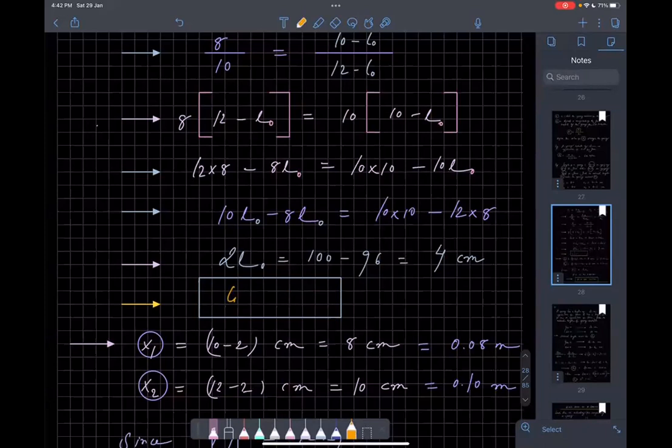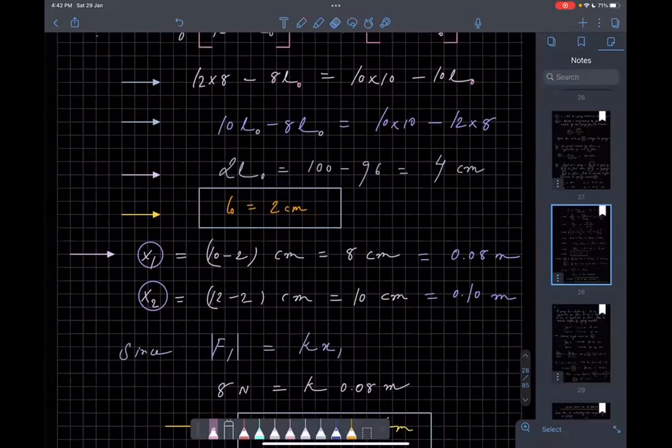Okay. I'll give you one more problem, same problem. You do. Let us check the extensions. For 10 centimeter, extension was 8. For 12 it was 10. So see, it is proportional to the forces applied, right?